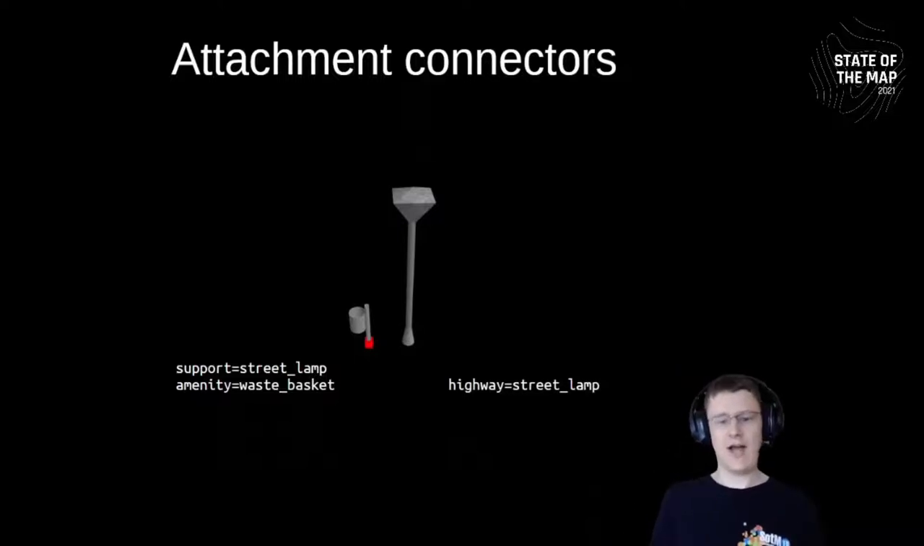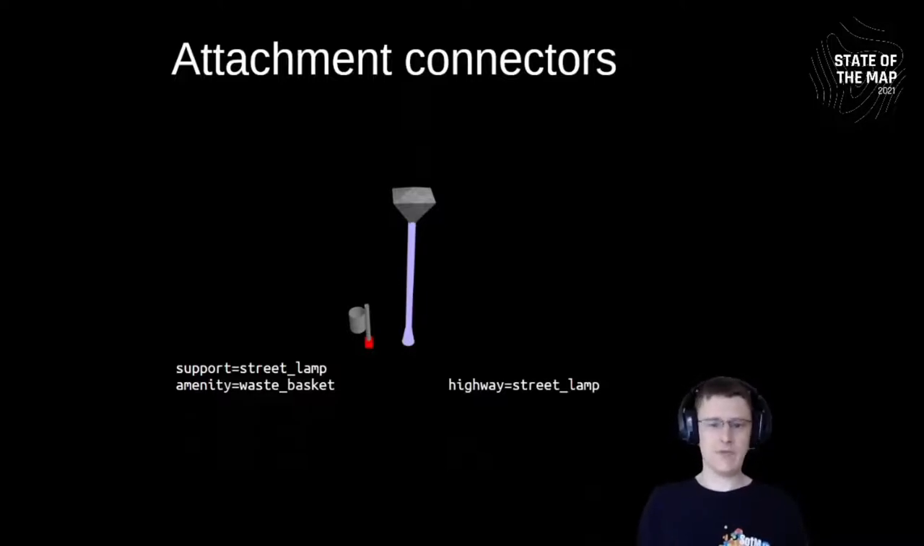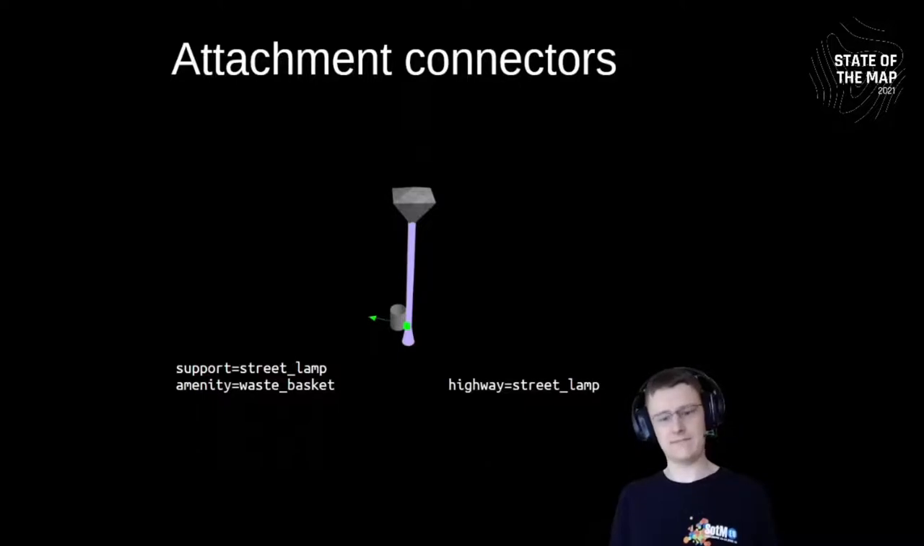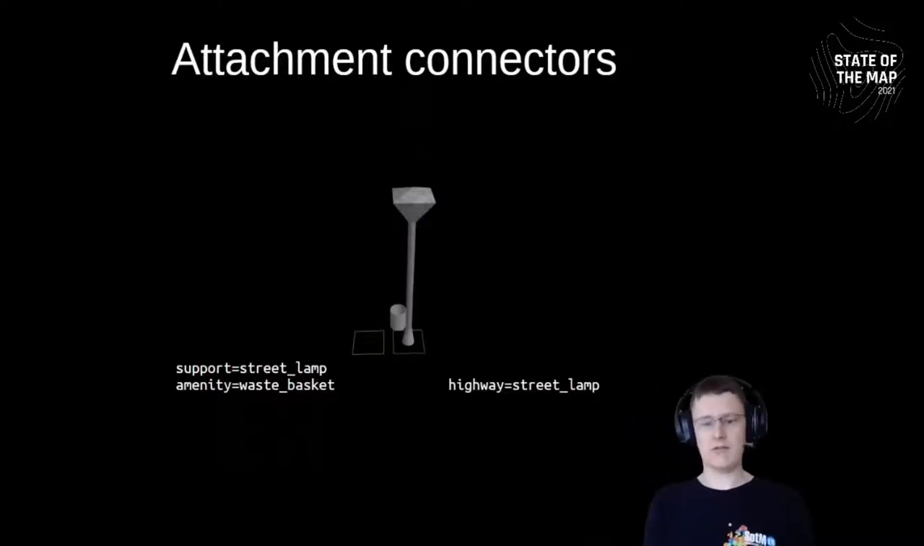To do that, I define connectors, which are points that attach to other objects, and attachment surfaces, which are parts of the outer shell of a 3D model that other objects can attach to. And if I find a nearby surface that matches the type of the connector, I move the 3D model with the connector on it to attach to the surface appropriately. The result is a seamless 3D model representing two different features that are attached to each other in both the real world and in the 3D rendering.